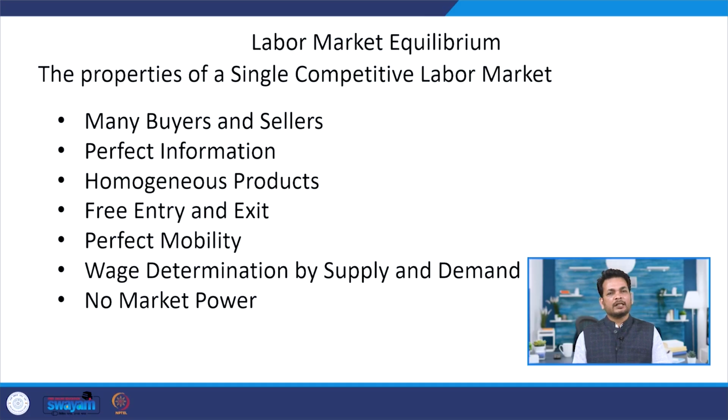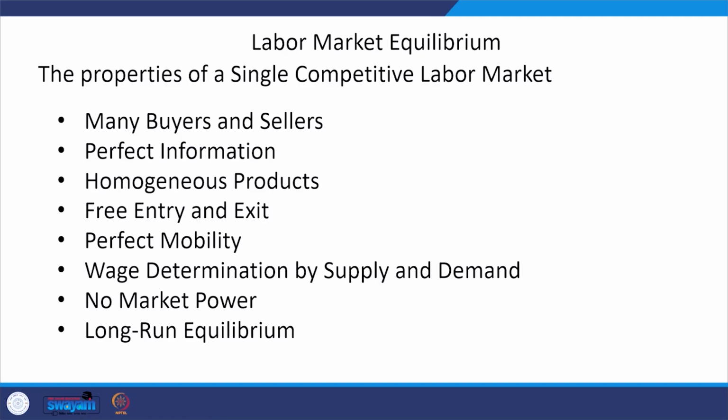Further, there is no market power. Both the agents, the buyers and sellers, do not have any market power to influence the market outcomes. In a competitive labor market, no single employer or group of employers has the ability to influence the wages or employment conditions through monopolistic practices or collusion. Instead, wages and working conditions are determined by the market forces, demand and supply. So, there is no market power with the individuals to influence this.